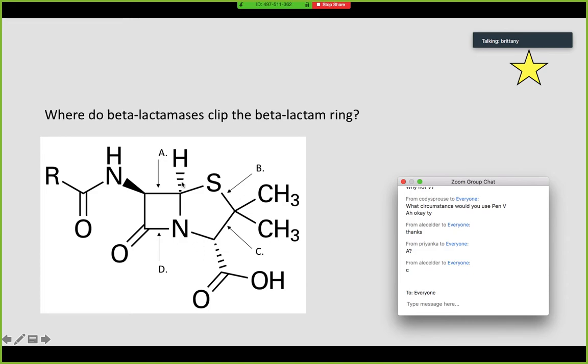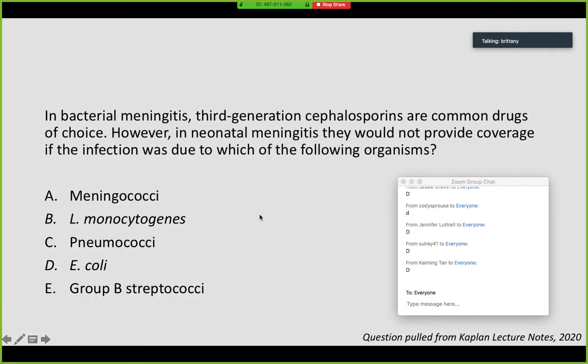Okay, so this was an exam question last year. Yeah, it was very similar. Should be a freebie on the exam tomorrow. Yeah, and you guys are all over this one. So beta-lactamases clip the beta-lactam ring at position D.